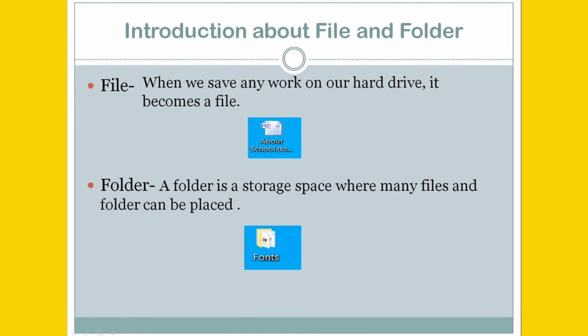Now students, focus on file and folder. What is a file? When we save any work on our hard drive, it becomes a file. As you know, when you want to create any type of file, it must have a name and an extension. You can see the picture of a file. And what is a folder? A folder is a storage space where many files and folders can be placed. You can see the picture of a folder.